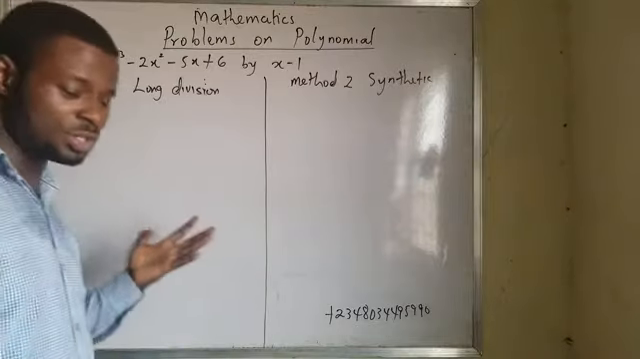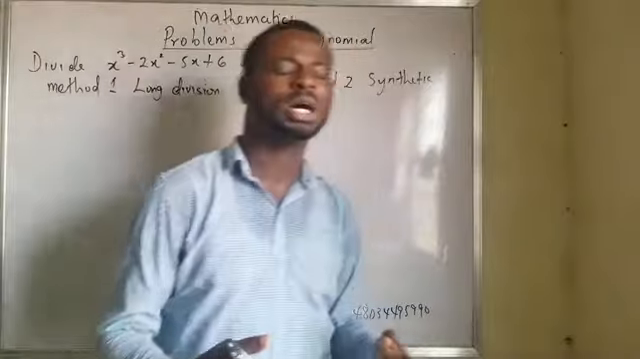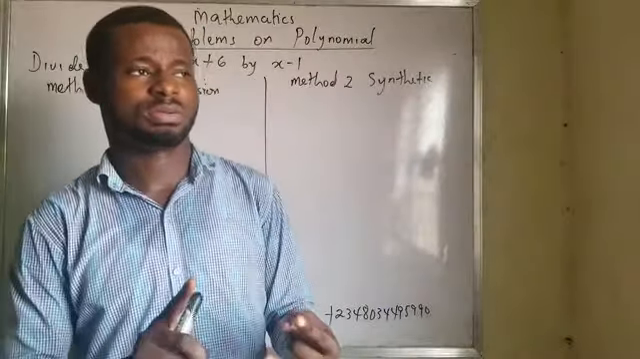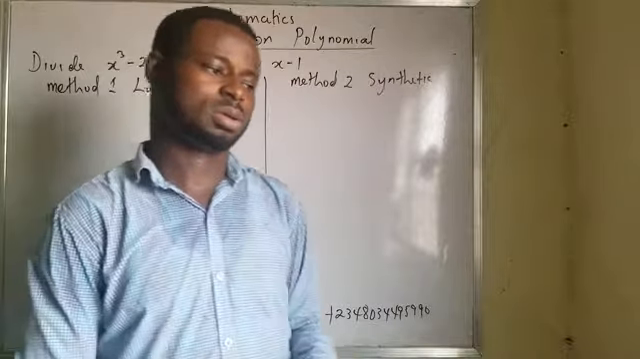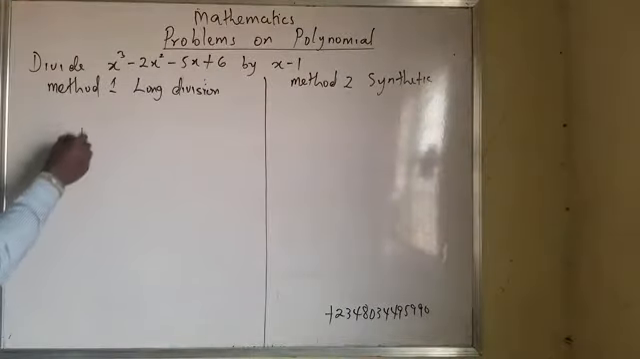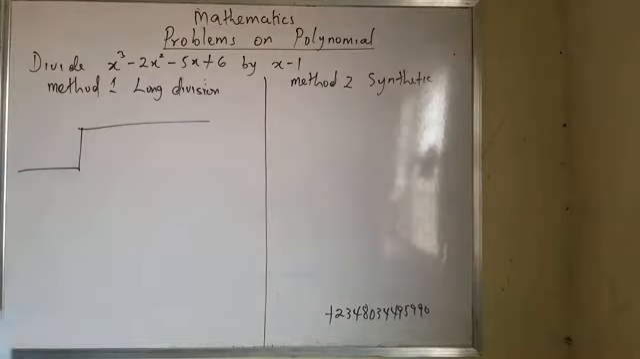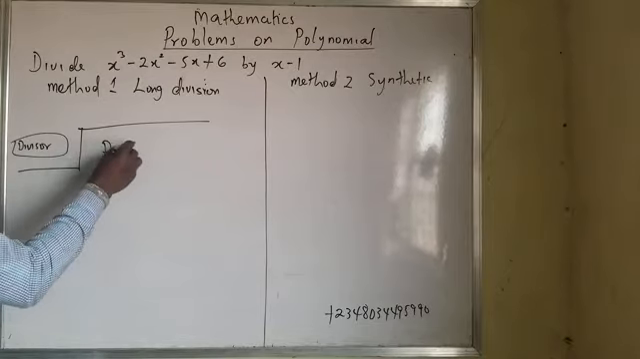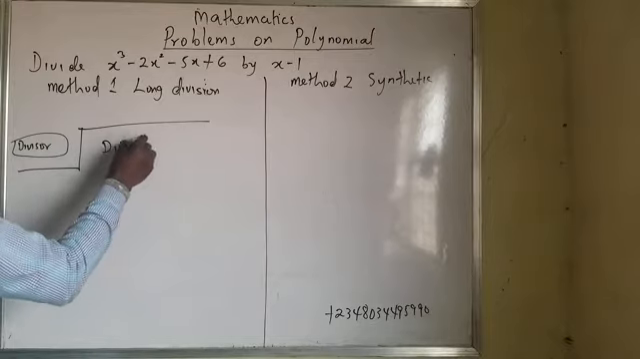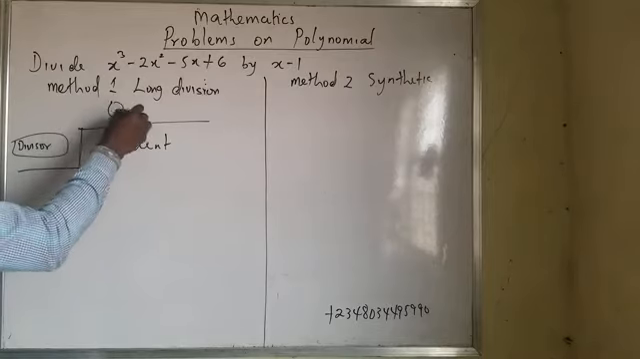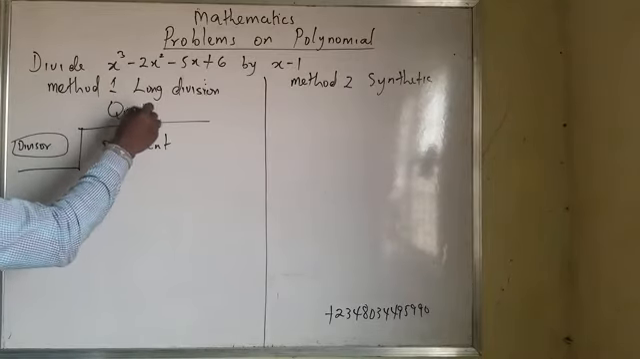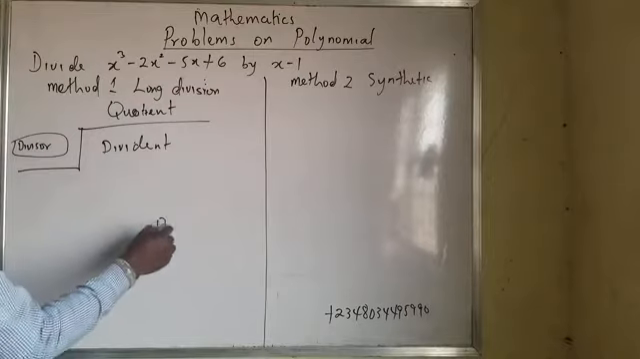Now, in the previous video, I've explained what is called the divisor, dividend, quotient, and remainder. This is how it always is. Whatever you are having here, we call it the divisor. Now, this is called the dividend. This also is called the quotient. And whatever you have here, we call it the remainder.